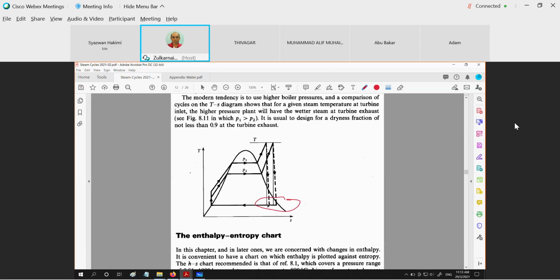What happened when we increase the pressure? The steam coming out from the turbine becomes wetter. You see? It's wetter. Water during the expansion process is very bad for the turbine. It's very bad for the turbine. So we are not going to suggest increasing the pressure in order to get more work. We try to avoid that because of this problem.